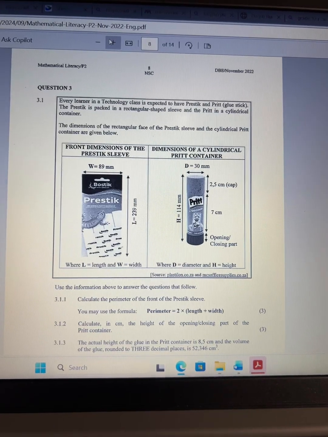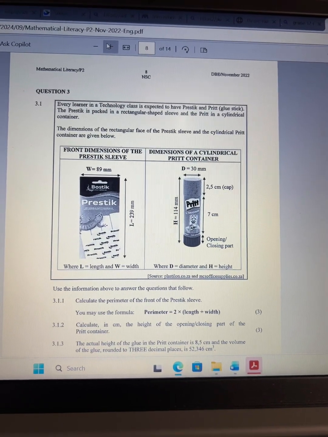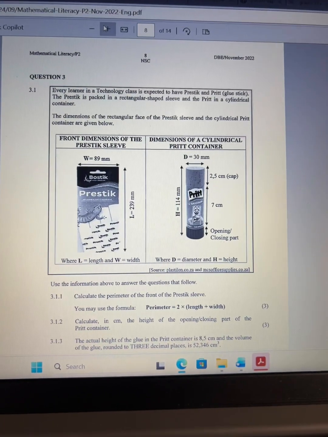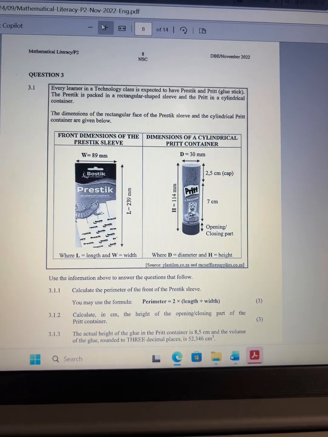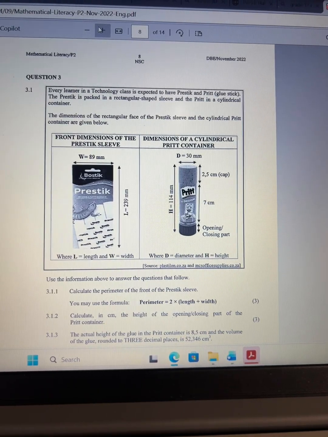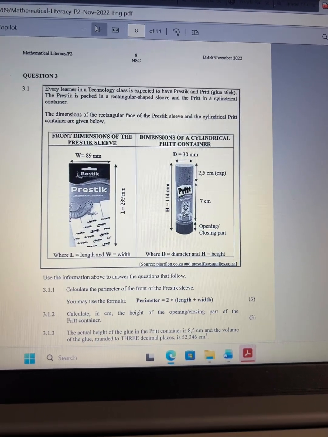Today's question paper that we're going to treat is November 2022. We are going to treat question 3. In question 3, it's a measurement. They've given us two things: a Pritt stick sleeve and the Pritt container, which is a glue.